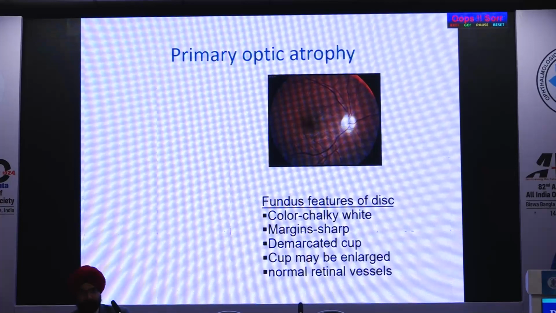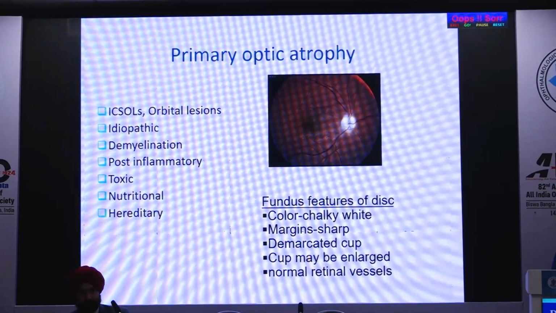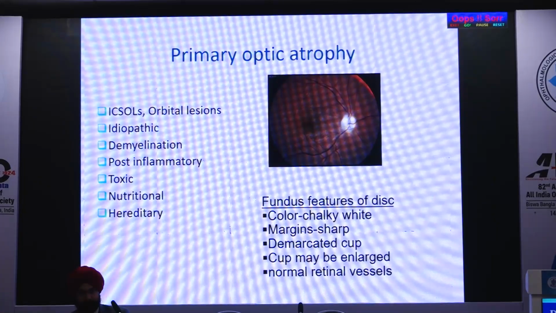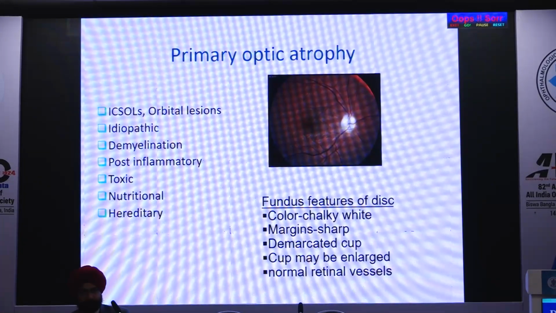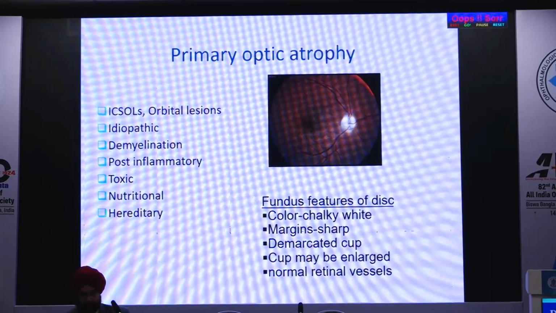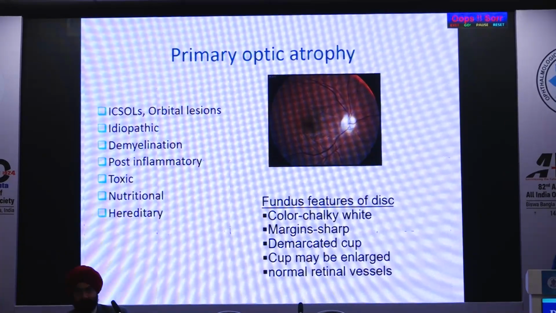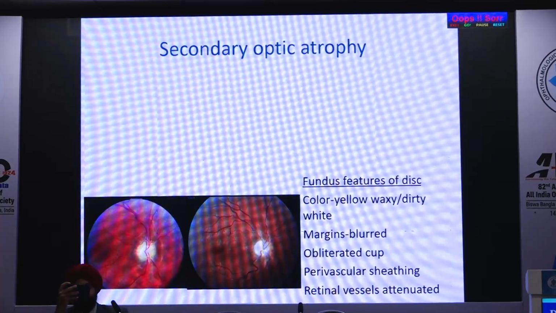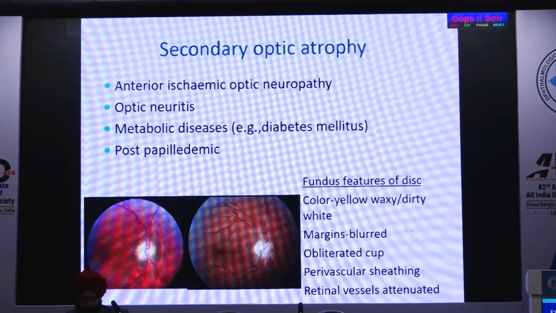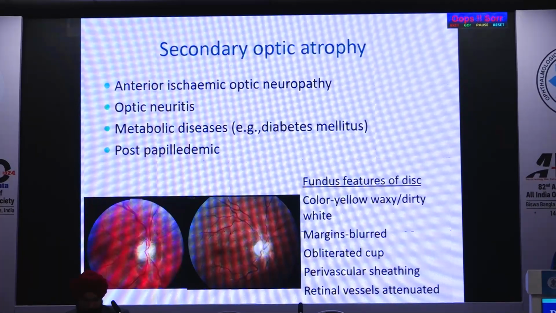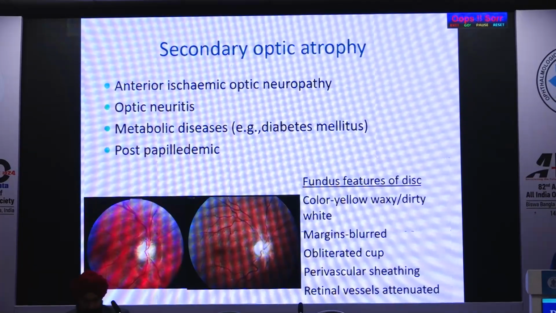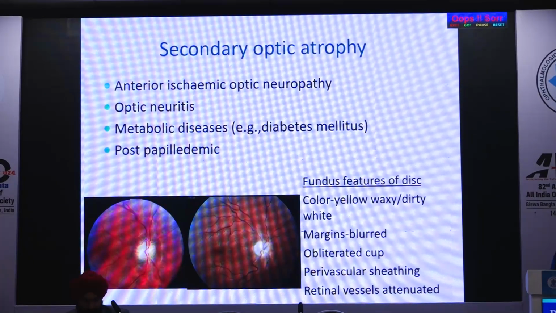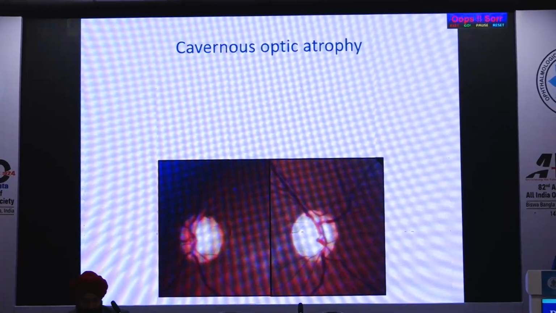So primary would be because of trauma or issues related to the anterior part. Anything that is causing damage to the optic nerve in the absence of edema would present as primary: a clear disc which does not have blurred margins, a chalky white disc. Whereas secondary is usually secondary to any cause of inflammation or edema of the optic nerve, presenting with a blurred margin or a dirty looking disc with sheathing of the vessels. So these are possible ways in which we can identify.